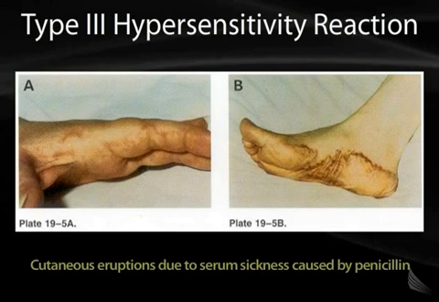And this is serum sickness caused by penicillin. You can see that this patient has sort of a stocking-glove distribution of deposition of immune deposits in the foot and the hand. You can see right here as well.